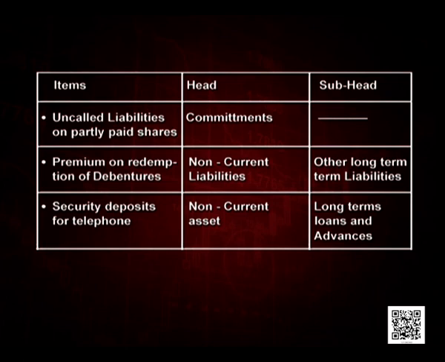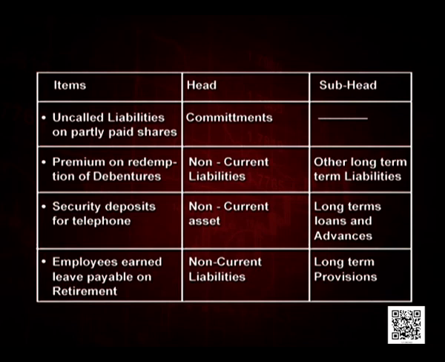To discuss with the third point, security deposits for telephone etc. Now this is a non-current asset because it is not going to be realized within 12 months and it will come under long term loans and advances. Now it is not a loan, it is an advance given to the telephone company. Next point, employees earned leave payable on retirement. It is a very long term liability. So it will come under the head non-current liability and the subheading will be long term provisions.